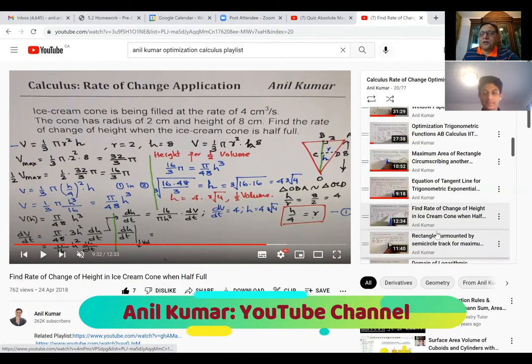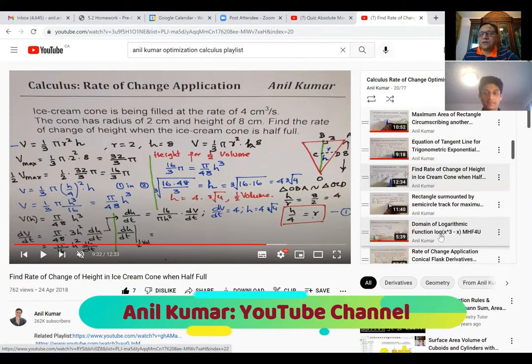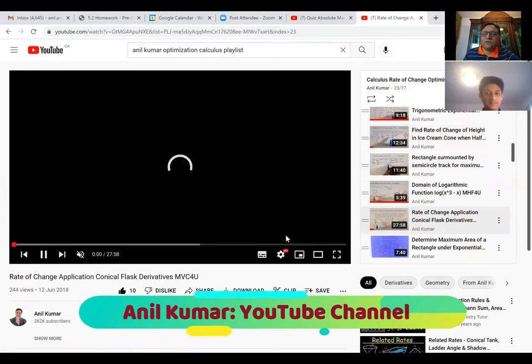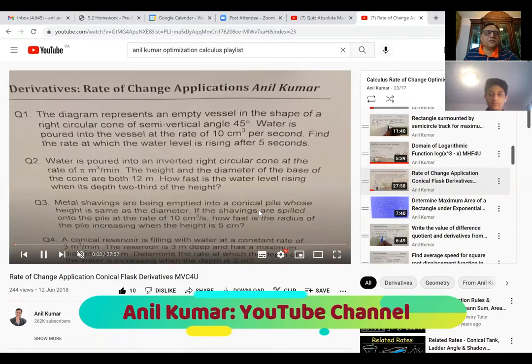Okay. So many questions are here. Conical flask again, which is again a cone. Just giving you the question, but not getting deeper into this. Well, there are four questions in this particular case. The last one is a conical reservoir. Do you see that conical reservoir, right?